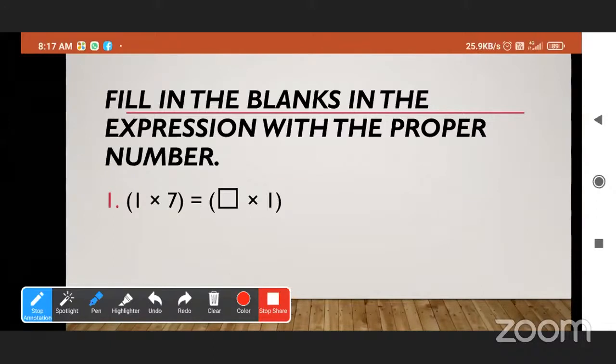Okay, 1 multiplied by 7 is? 7. Now the value must be same or equal. So we put the same 7 in the box. 7 multiplied by 1 is 7. Okay, very good. So we will write 7 here. So the required number is 7. Very good.